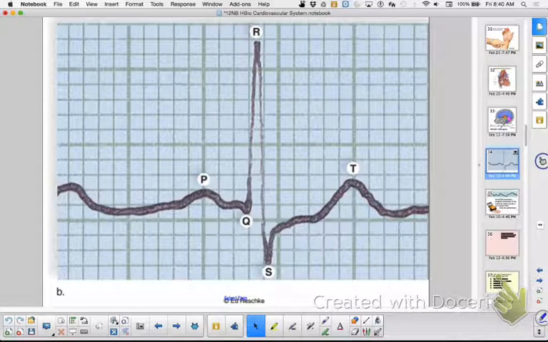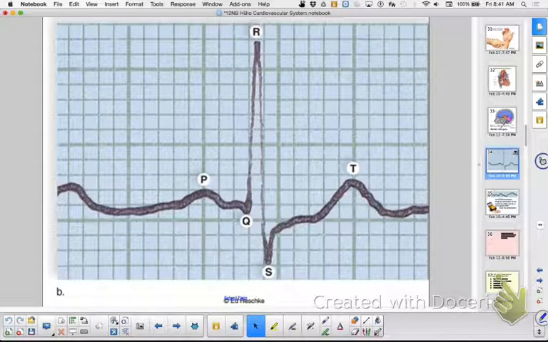QRS is when the ventricles are what? Contracting. And then the T is when the ventricles are relaxing. Where in here do I see atria relax? It's in QRS, yeah. When the ventricles are contracting, that's when the atria would be relaxing.